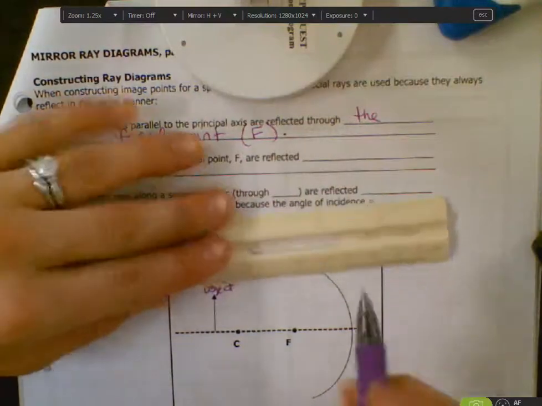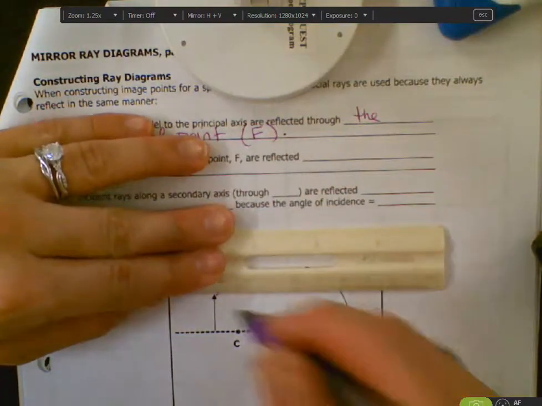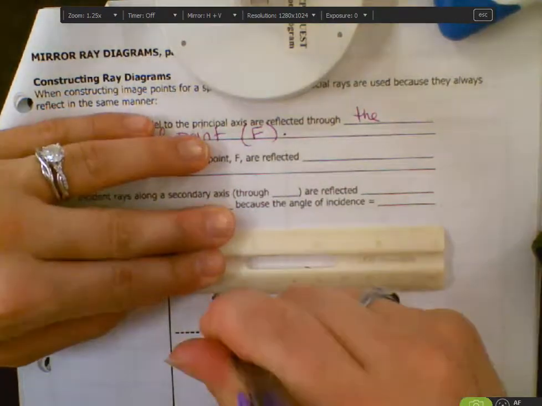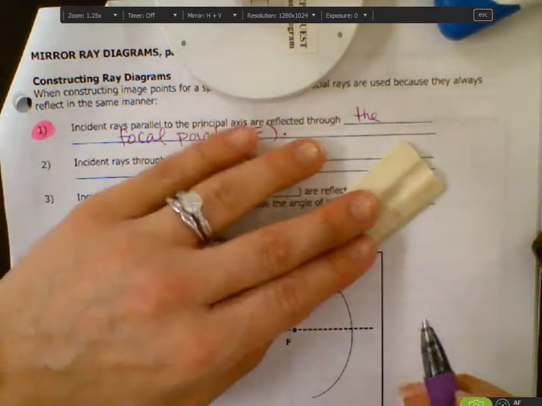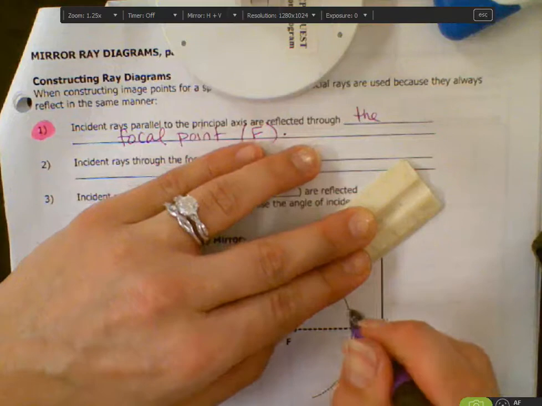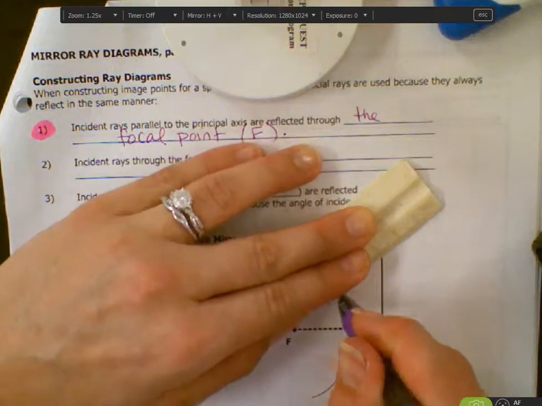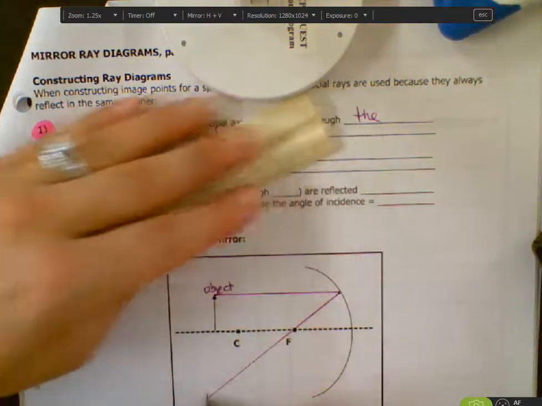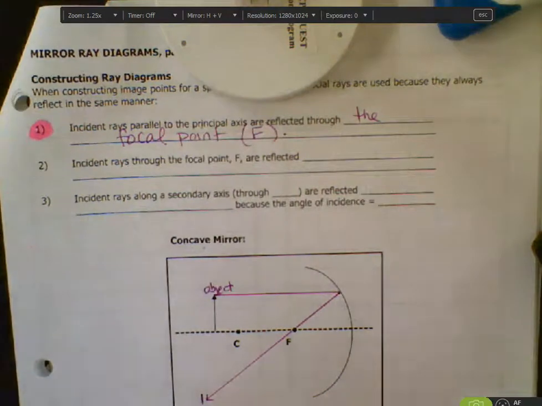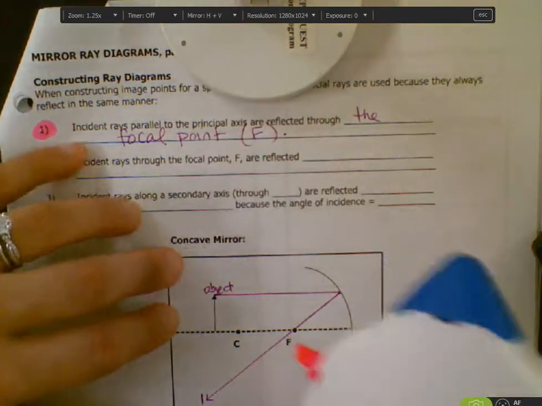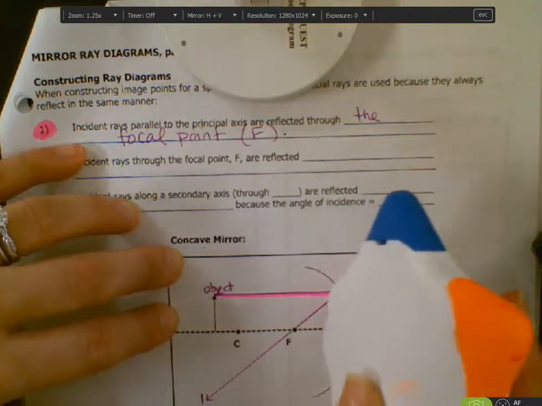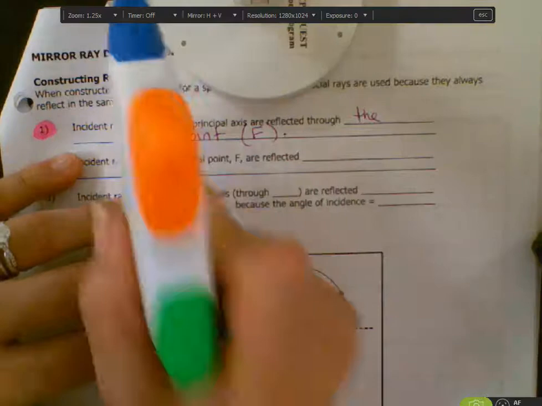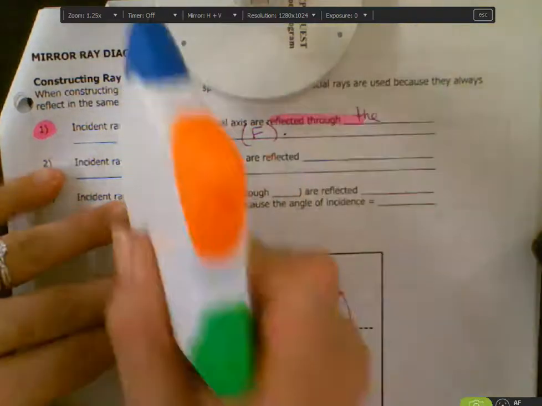So at first, parallel. Now I'm going to reflect through the focus. That's my line number 1. I'm going to color it pink. So line 1, I'm just doing what it told me. Incident ray is parallel to the principal axis and then reflects through the focus, right? Parallel and then reflects through the focus.